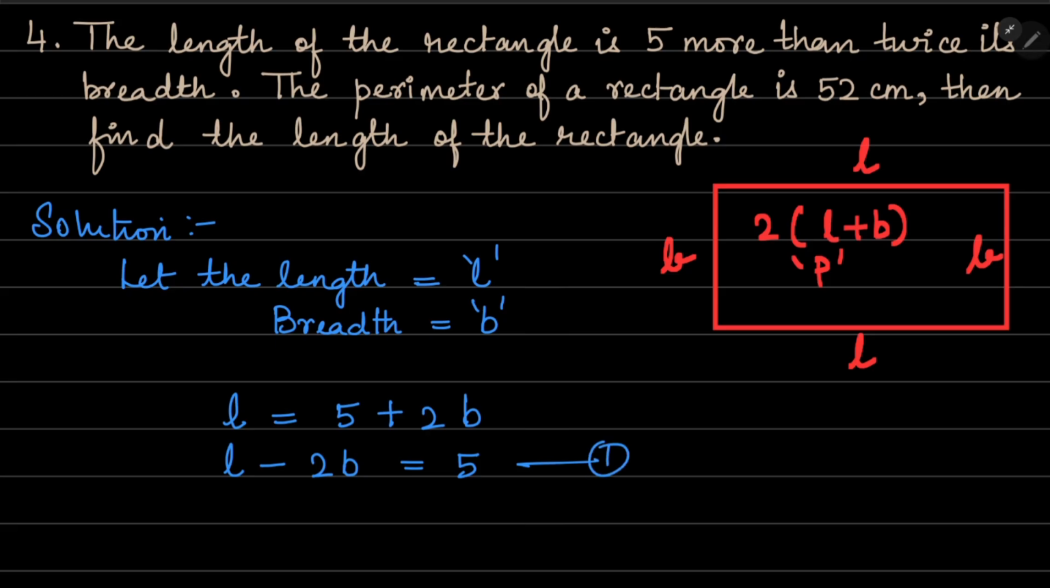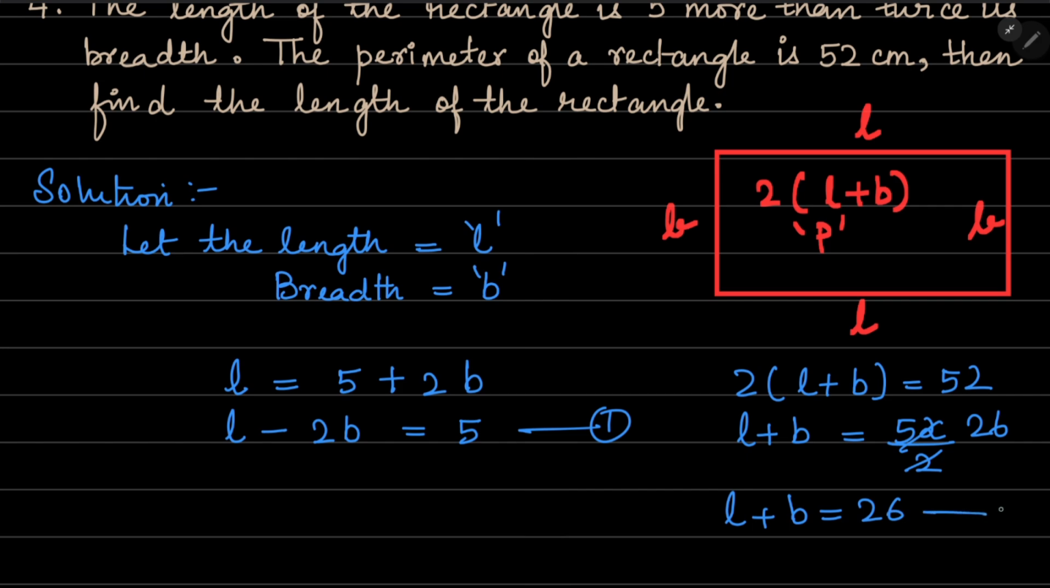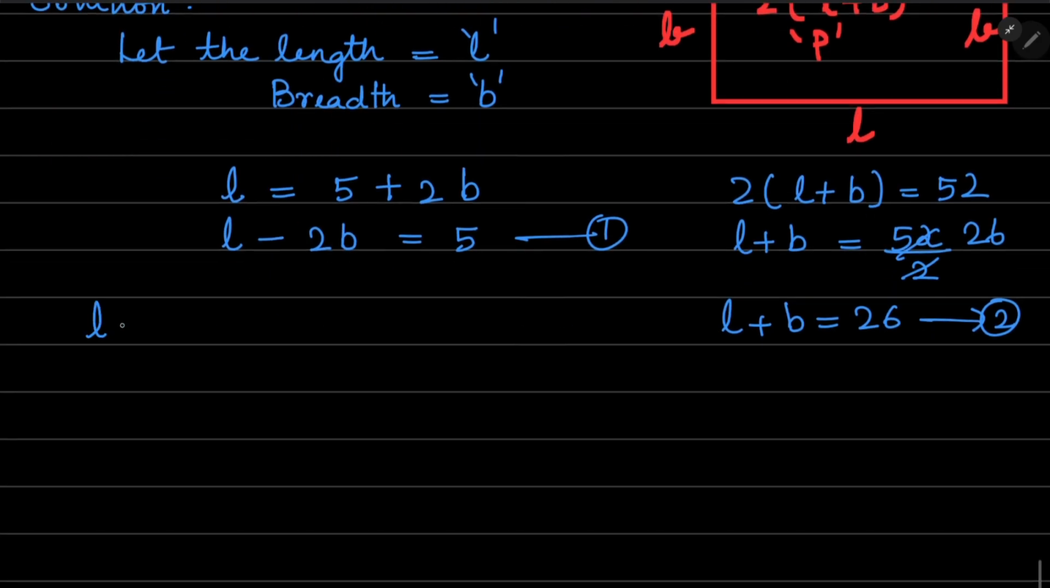What is your second equation? The perimeter of the rectangle, that is 2 times (L plus b), is equal to 52. So what is your L plus b? It will be equal to 52 divided by 2. So 2 2s are 4, 2 6s are 12. So L plus b equal to 26. This is your equation 2. We just have to solve 1 and 2. Let's do it. L minus 2b equal to 5 and L plus b equal to 26.